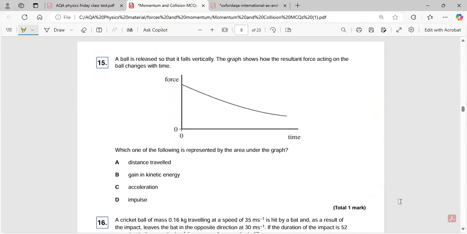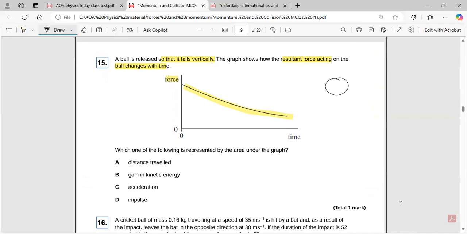Okay, a ball is released so that it falls vertically. Every freely falling body falls vertically down. The resultant force acting on the ball changes with the time. So this is the force which decreases exponentially with the time. Okay, as this is the resultant force, it means air drag will be there. This is the ball, its weight is constant, right? But as it is moving down, the air drag acting on it keeps on increasing.